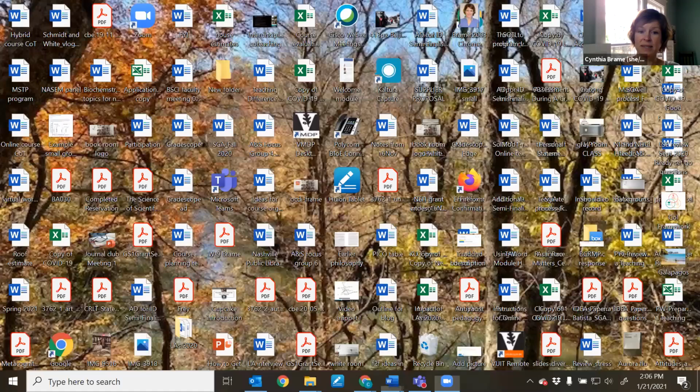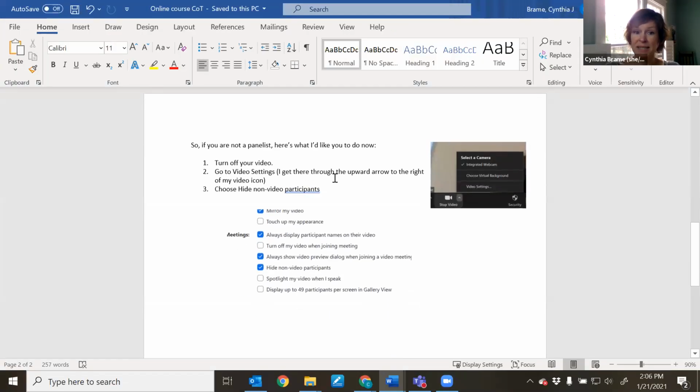I'm going to share my screen. If you're not a panelist, here's what I'd like for you to do now. I'd like for you to turn off your video and then go to your video settings. I get to it by clicking on this little upward right arrow to the upward right of my video icon. I go to video settings and then I choose hide non-video participants. So that's what I'd like for you to do now if you're not a panelist.